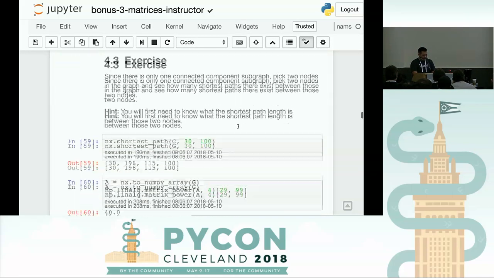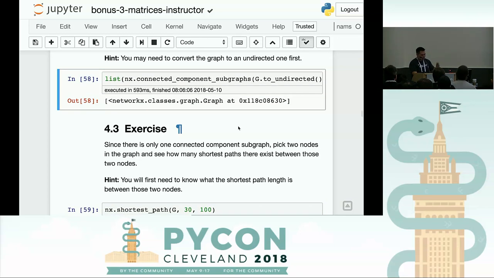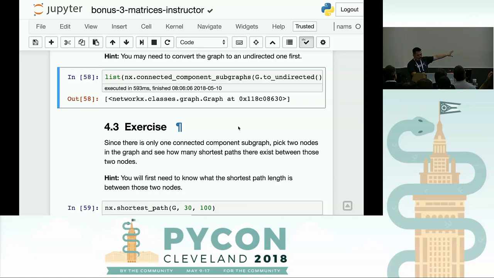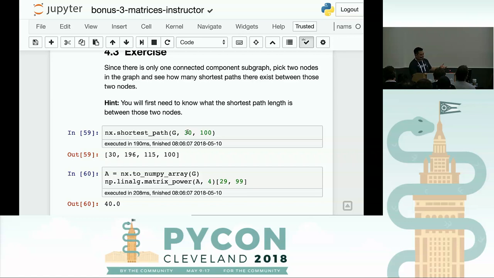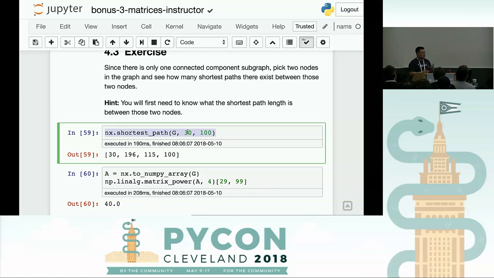So next, now that we know that there's only one connected component subgraph inside there, we can do the shortest path thing very nicely, all right? So you will pick two nodes at random. You do nx.shortest_path(g), and then you pass in, say, node 30 and node 100. You'll notice that there's a shortest path of length 4 between these nodes.